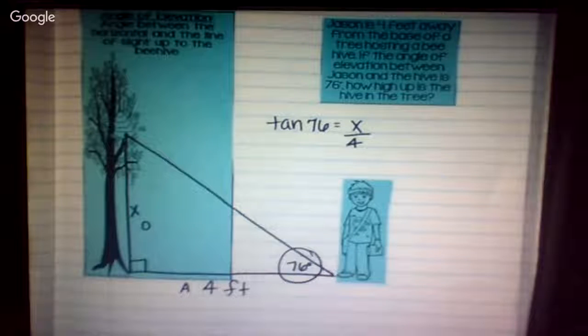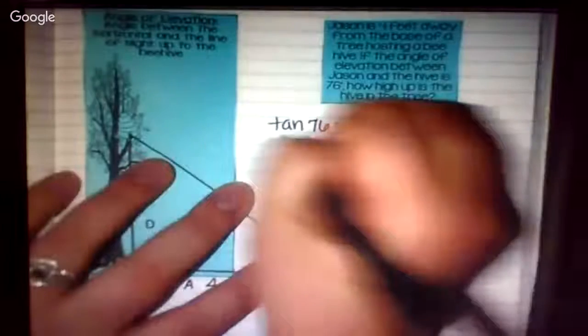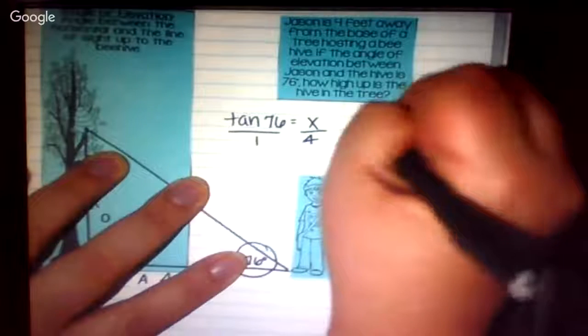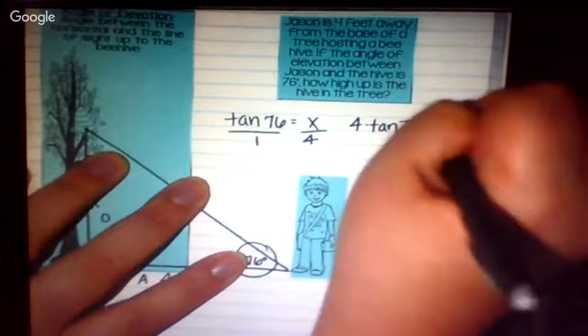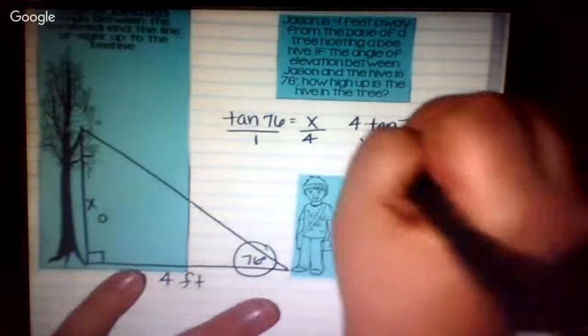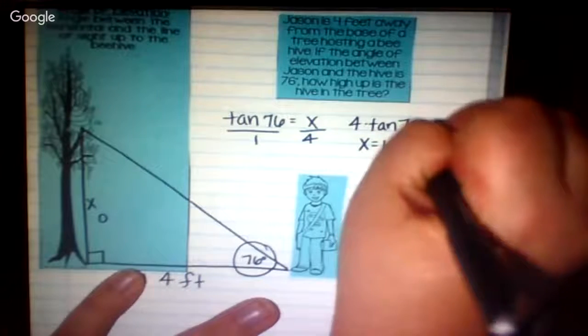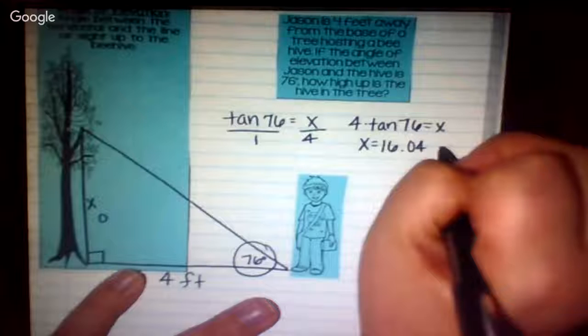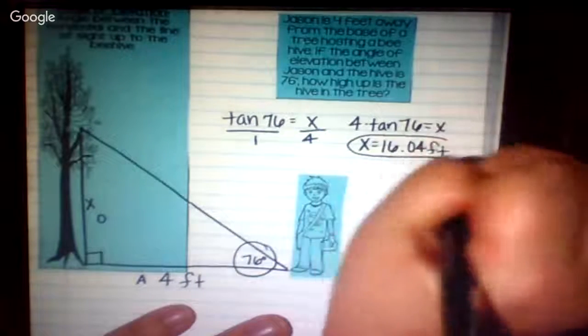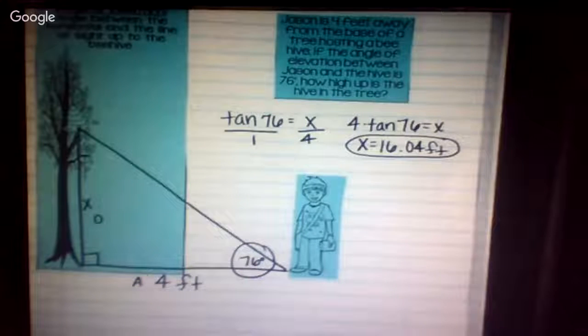Okay, when I cross multiply, will I need to divide this time? No. Okay, so X will be isolated all by itself. This is 4 times the tangent of 76 equals X. So what is my value of X? 16.04. What's this in? Feet. It doesn't say we need to change anything, so we leave it in feet. 16.04 feet.